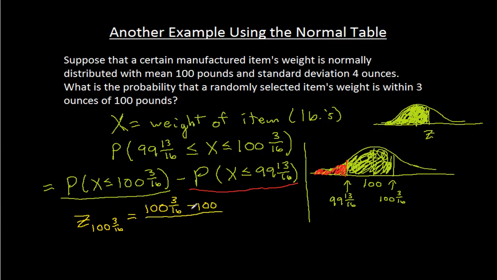So we take the value minus the mean, divided by the standard deviation, which is 4 ounces. In pounds, that's 1/4 of a pound. So we'll get 3/16 times 4, that's just 3/4, 0.75.